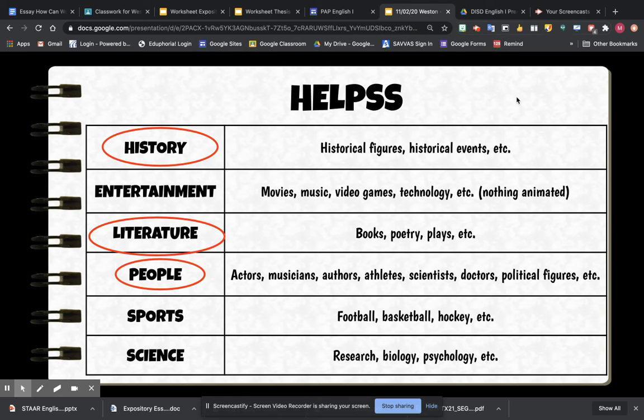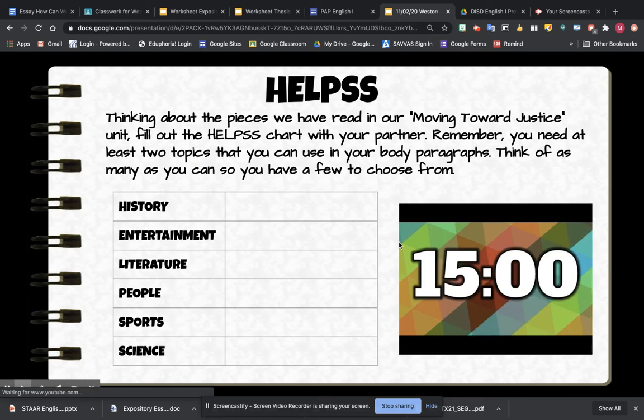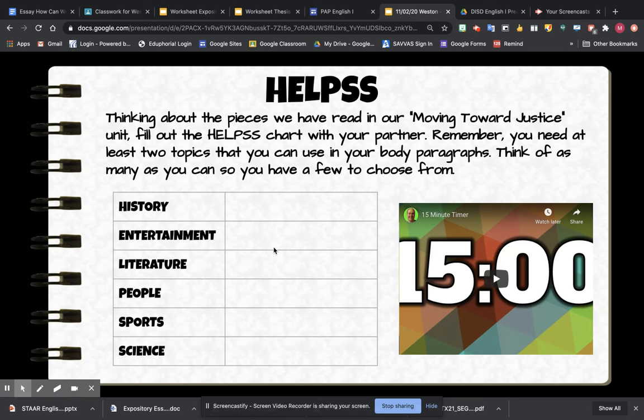Now thinking about it, I actually want us to work on just history, which would be historical figures or events, literature, and people. When we think about our unit, we can think of people like Martin Luther King. You might think about literature, Señor Noboa. There are other pieces of literature in the section that we've discussed, like Letter from Birmingham. You can find any other piece that might possibly help you write your essay. So think about pieces that we can read in our Moving Towards Justice unit, or fill out a HELPS chart with your partner. Of course, remote students, you'll be doing it independently.